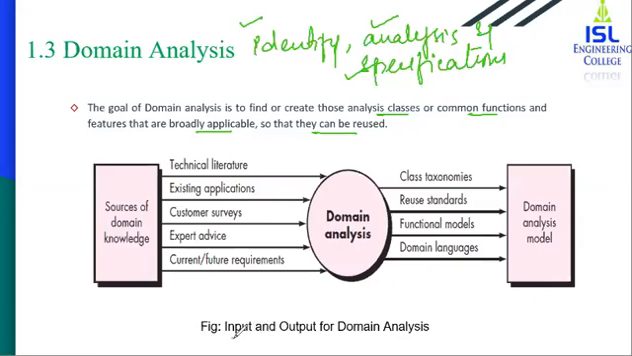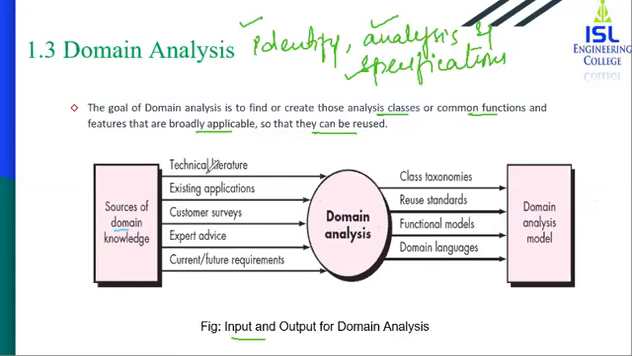Now, this is the detail. This diagram represents the input and output for domain analysis. Within the input and output analysis, the first one is the source of your domain knowledge. You can see multiple outgoing lines, so I'll be discussing what each one is. First, you have the source of domain knowledge, from where you're getting this domain knowledge, then the domain analysis and the domain analysis model.